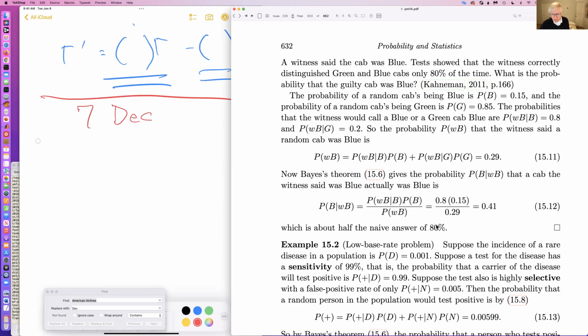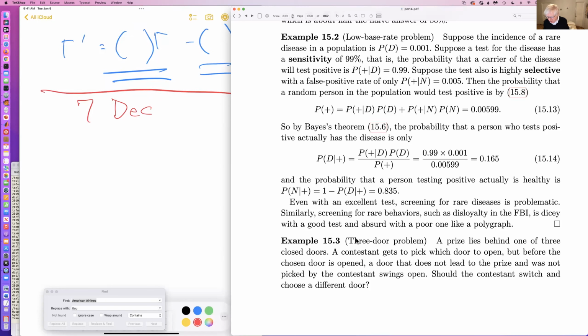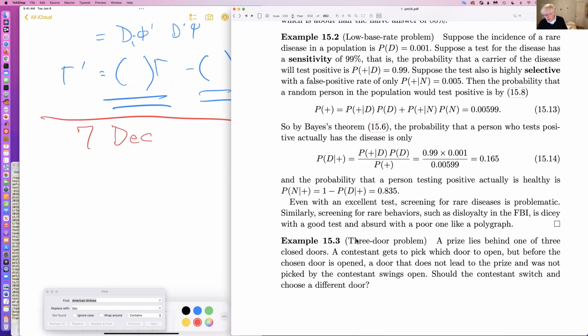Okay, here's another example, and this is relevant in medicine. It's not so relevant now because this COVID thing is a very common disease. But suppose you had a rare disease in a population, and of course, fortunately, many diseases are rare. And suppose you had a test for the disease that had a sensitivity of 99%. That is, the probability that a carrier of the disease will test positive is 0.99.